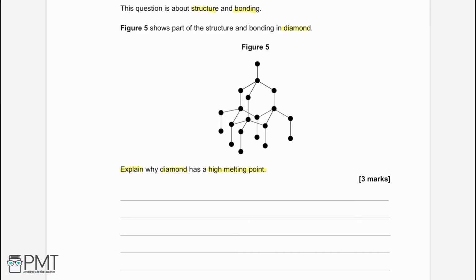So diamond is made up of lots of carbon atoms bonded to lots of other carbon atoms. And when we have a carbon bonded to another carbon, that is a covalent bond, because it's a bond between 2 nonmetals. So we can say that diamond has lots of strong covalent bonds.